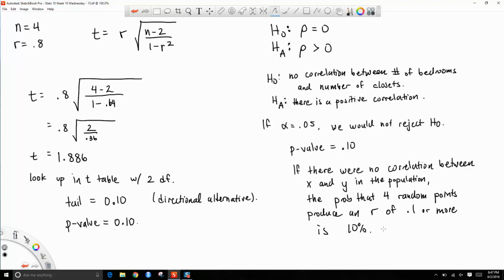So that's supposed to be 0.8. I was just thinking. Oh, yeah, I'm sorry. Okay, 4 random points produce an R of 0.8 or more from random chance is 10%. So something like that could happen with quite a bit of frequency.